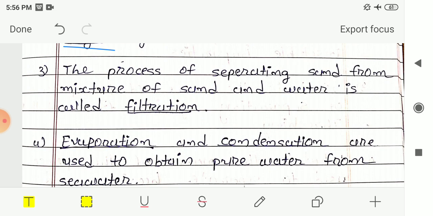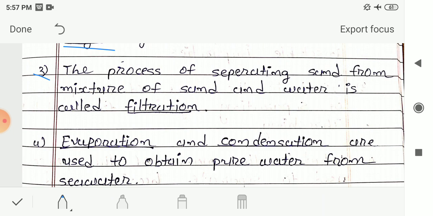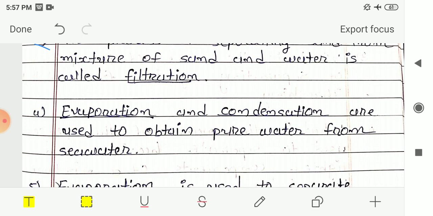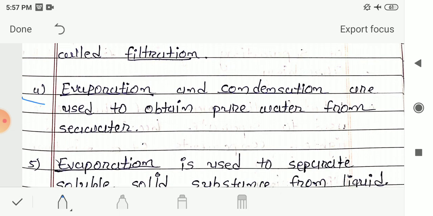Next, third number: the process of separating sand from mixture of sand and water is called blank. So at the end we had separated all these sand particles from the water by the method of filtration. So this method is known as filtration. So here your answer is filtration. Next, fourth number: blank and blank are used to obtain pure water from sea water.